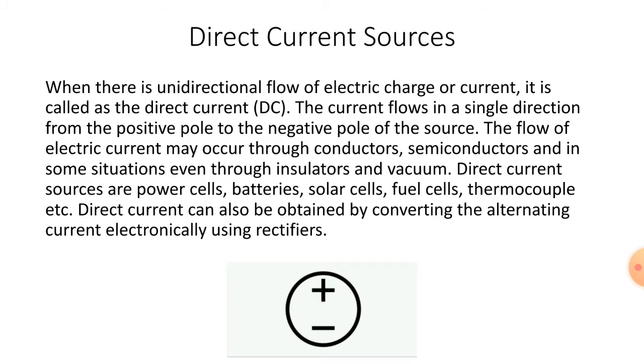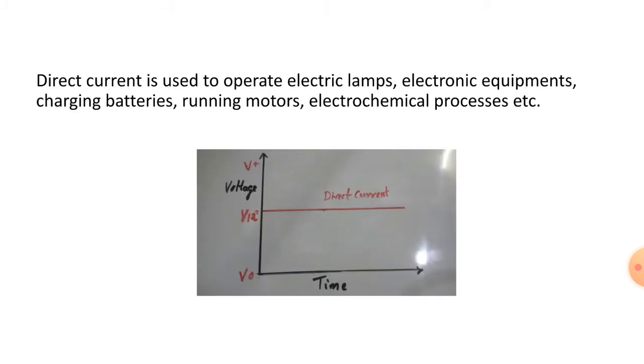Direct current sources are power cells, batteries, solar cells, fuel cells, thermocouples, etc. Direct current can also be obtained by converting the alternating current electronically using rectifiers. Direct current is used to operate electric lamps, electronic equipment, charging batteries, running motors, electrochemical processes, etc.